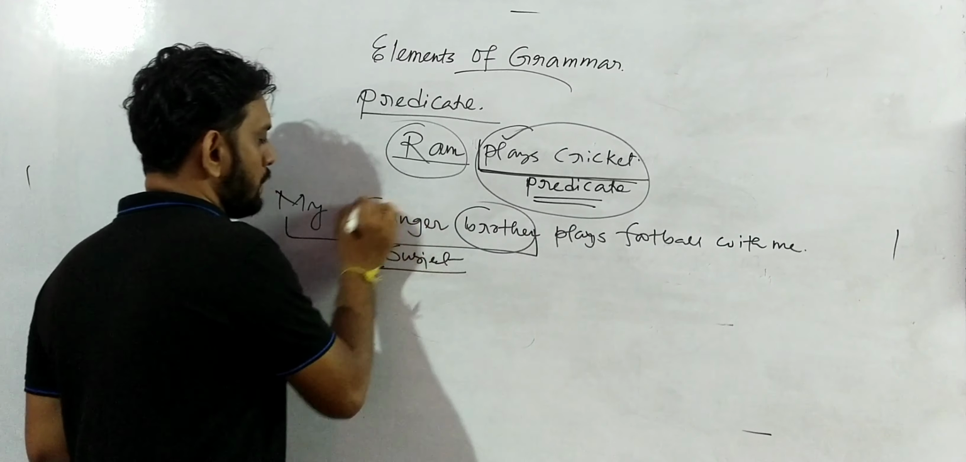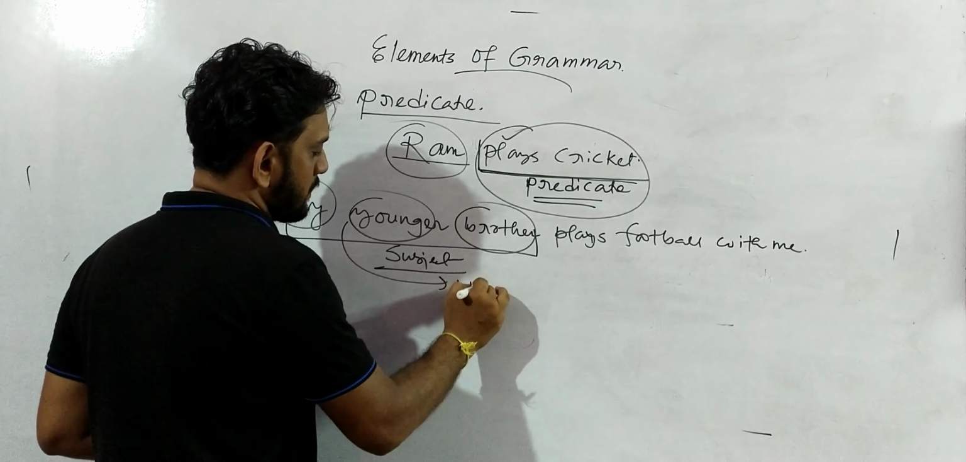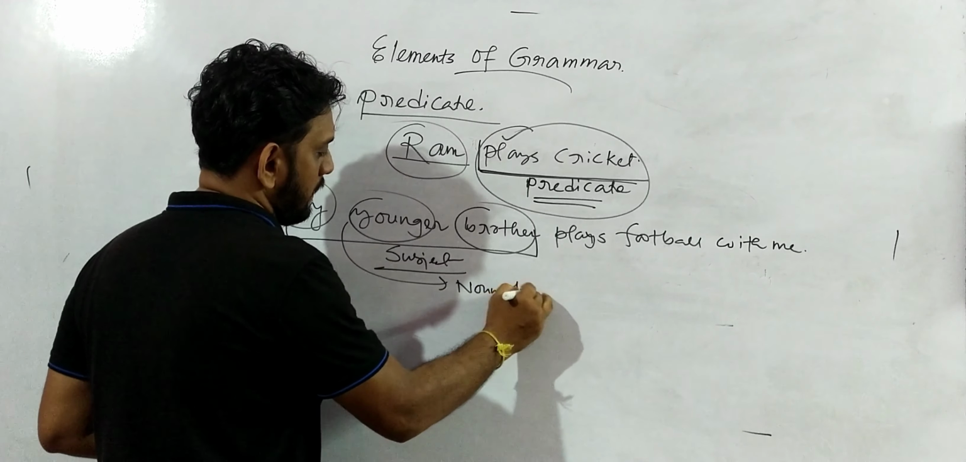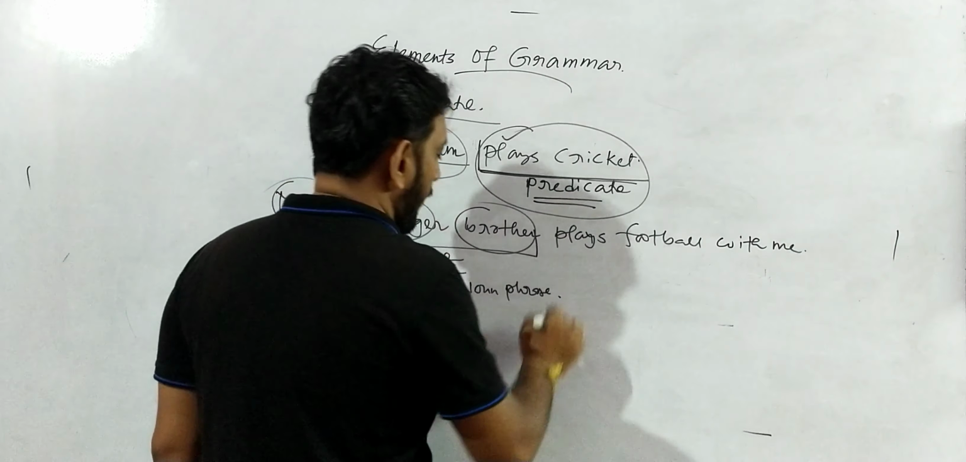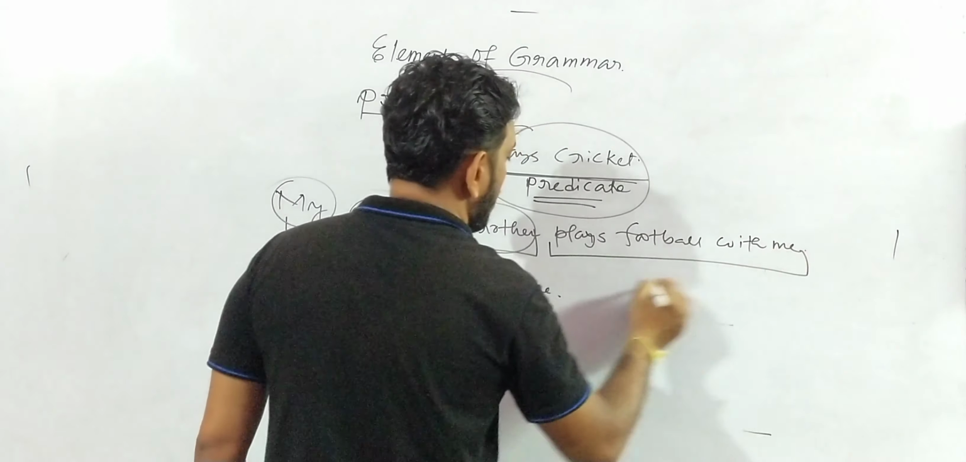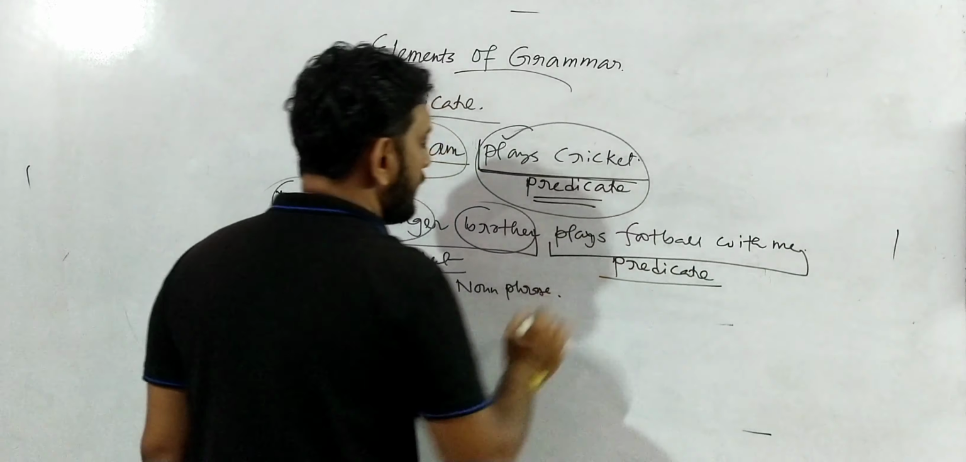Here brother is a noun, younger is an adjective, my is an adjective, and it is known as the noun phrase. Got my point, my friend? And from plays to "with me", it is known as the predicate part. And predicate means what?